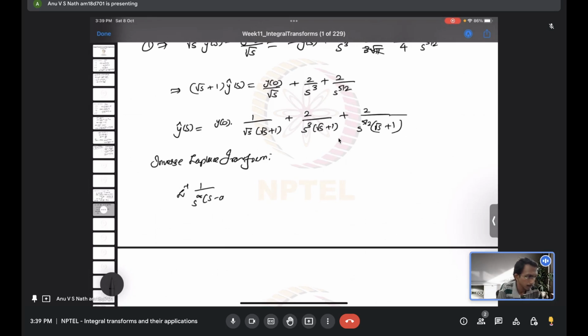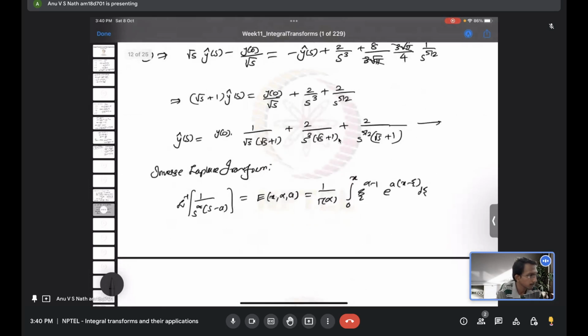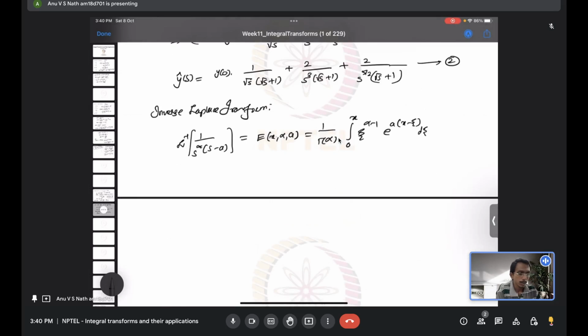S minus a. So for any alpha value, which is any real number, we can write this using the E integral, E of t comma alpha comma a, which is 1 by gamma of alpha, integral 0 to t. If the variable is x, we have to write everything in terms of x. So write like that: xi raised to alpha minus 1, e raised to a times x minus xi, d xi. So you may remember this expression. Let me call this expression 2. So we are going to use that here.